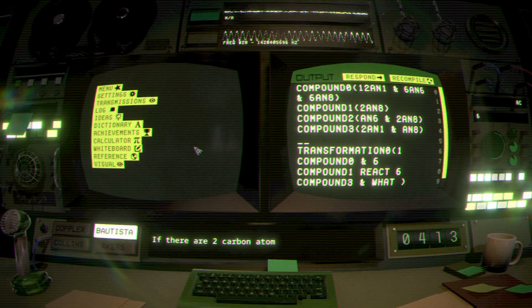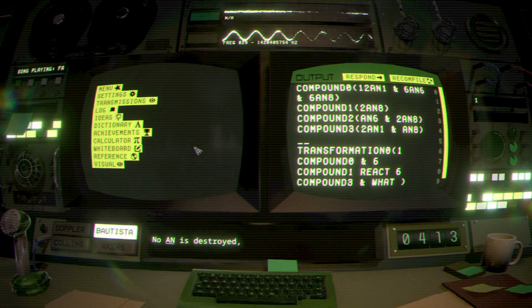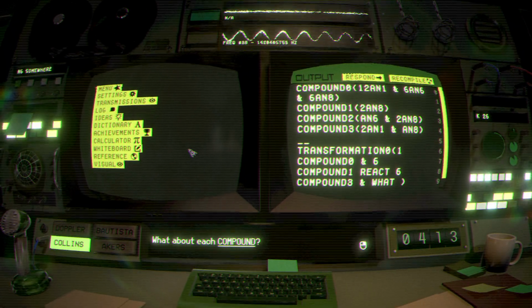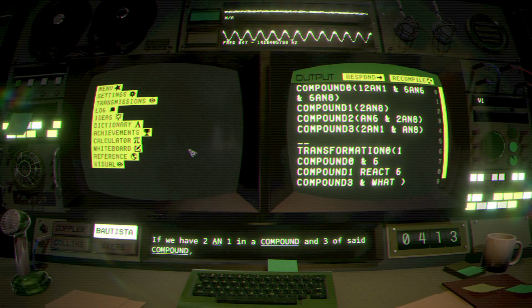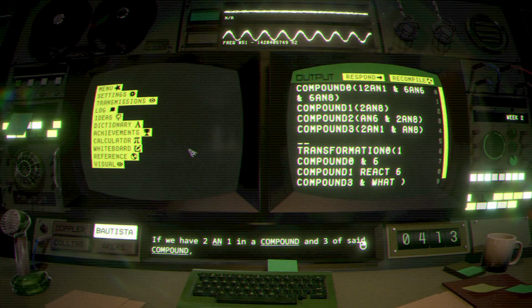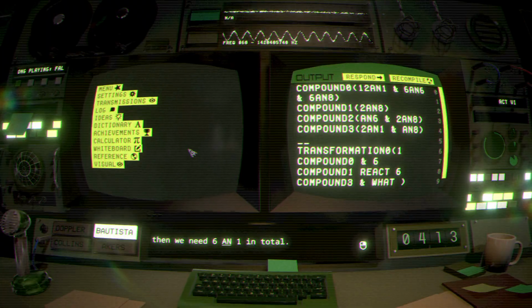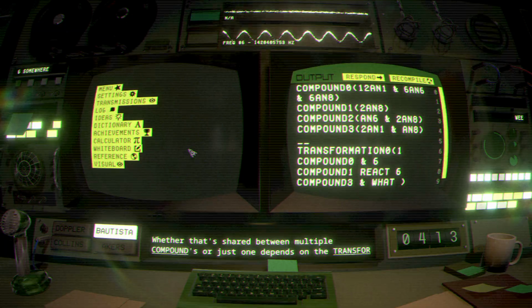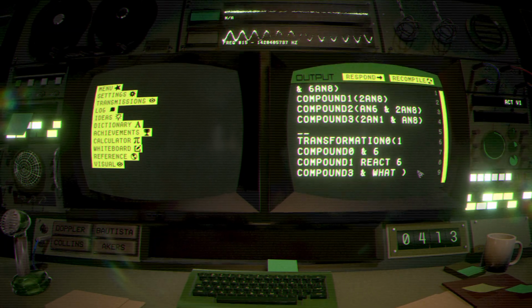Transformation is always balanced. If there are 2 carbon atoms on the left side of the reaction, then there must be 2 on the right. No atomic numbers destroyed, just reorganized. What about each compound? How are those atomic numbers counted? We have 2 atomic number 1s in a compound and 3 of said compound, and we need 6 atomic number 1s in total. On both sides, yes. Whether that's shared between multiple compounds or just one depends on the transformation.